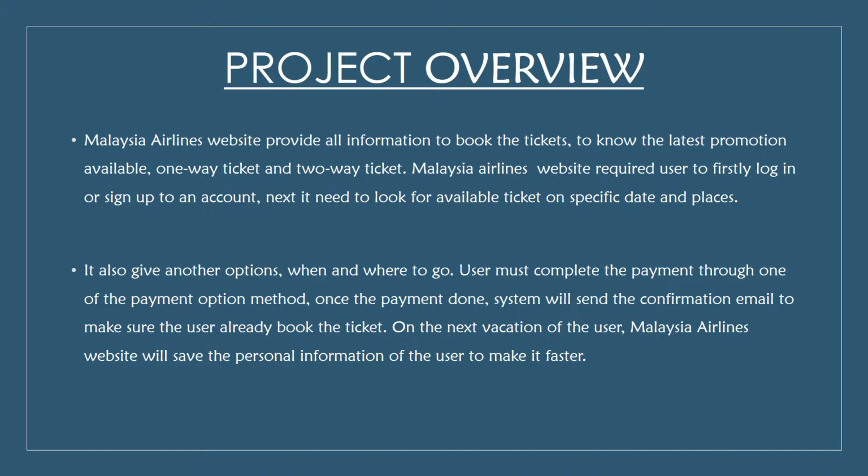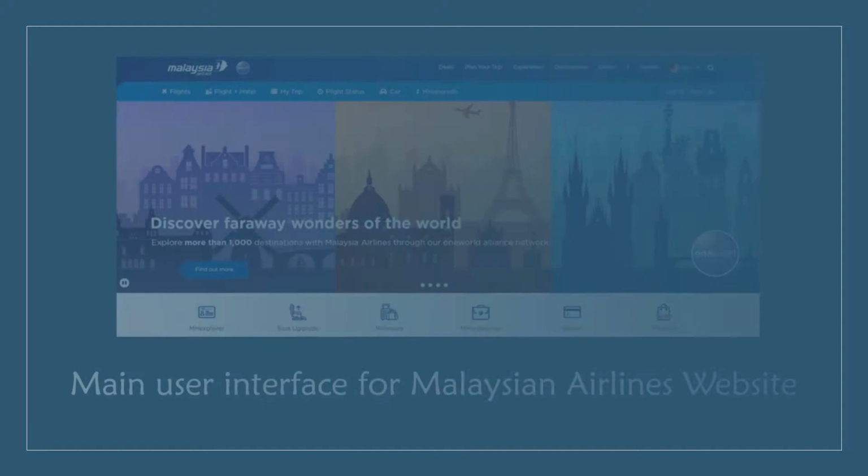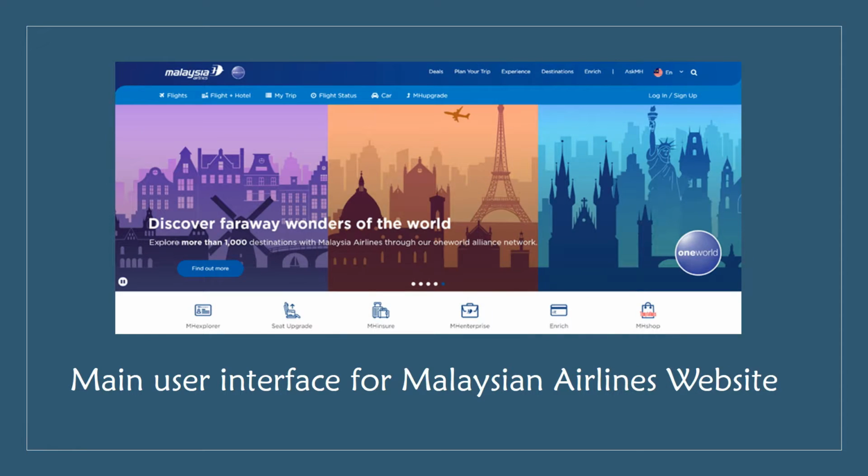User must complete the payment through one of the payment option method. Once the payment is done, system will send the confirmation email to make sure the user already booked the ticket. On the next vacation of the user, Malaysia Airlines website will save the personal information of the user to make it faster. This is our main user interface for Malaysia Airlines website.